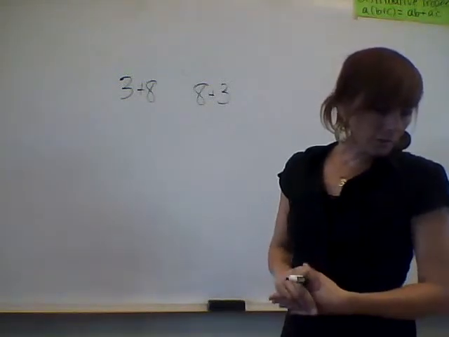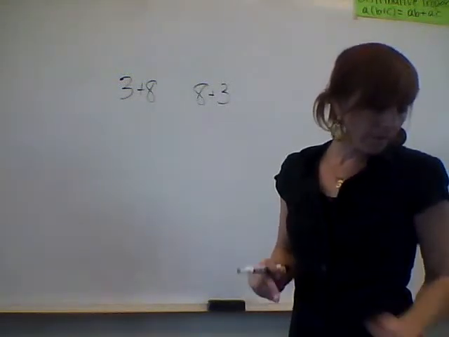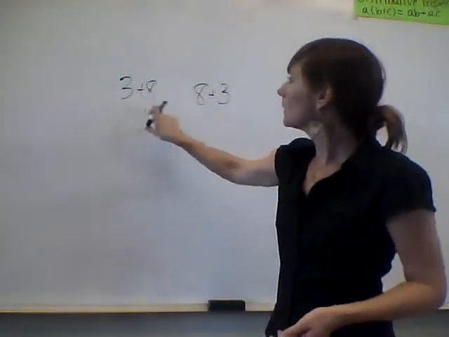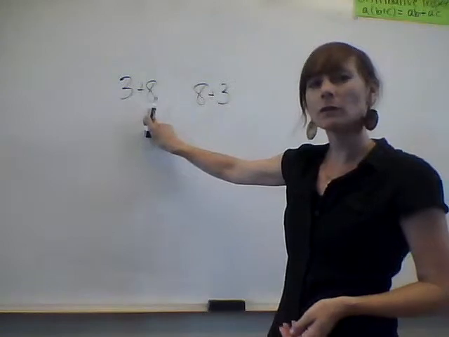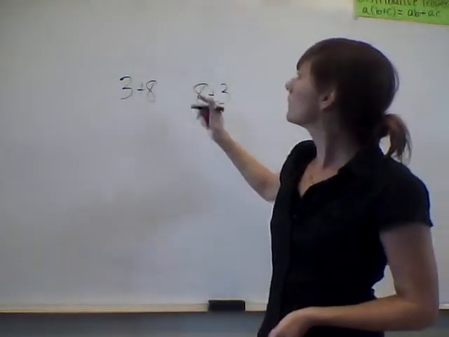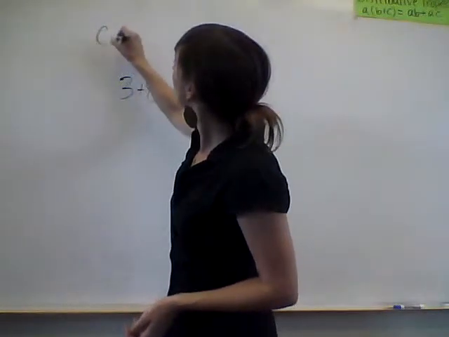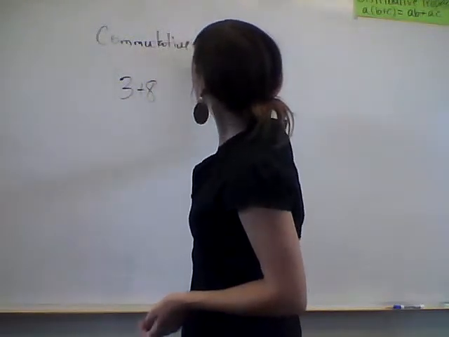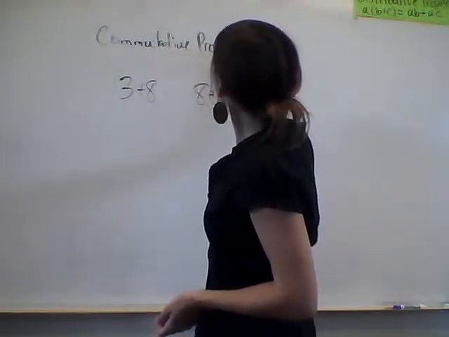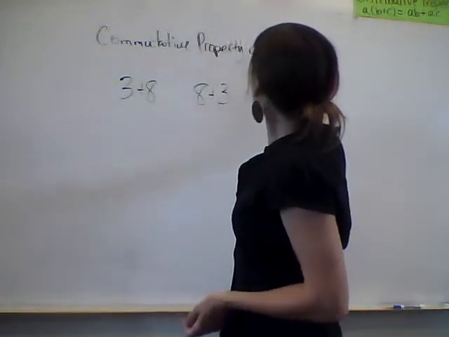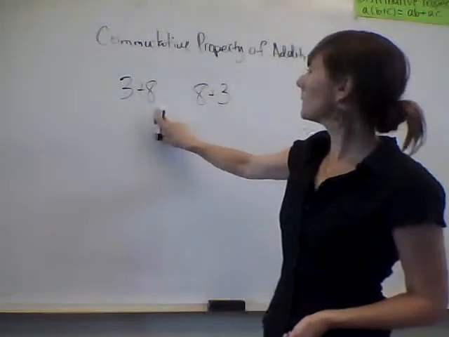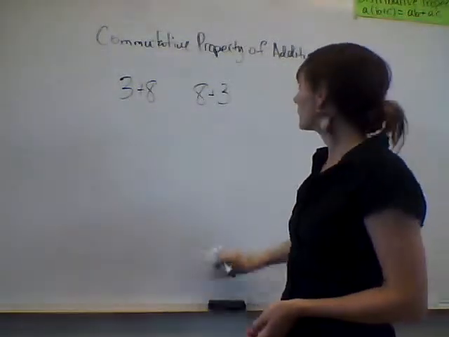So the commutative property of addition is the property that tells you that this is true. If you change the order of the numbers, you still have the same answer. So that's called the commutative property of addition. 3 plus 8 also equals 8 plus 3.